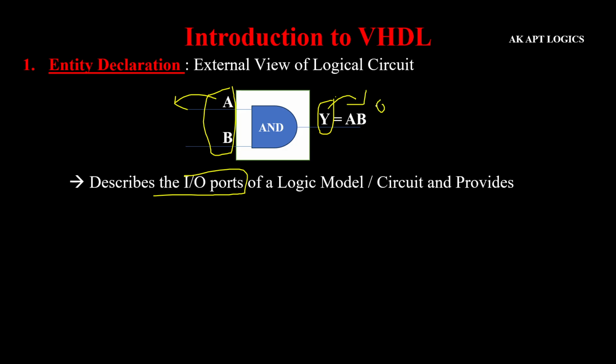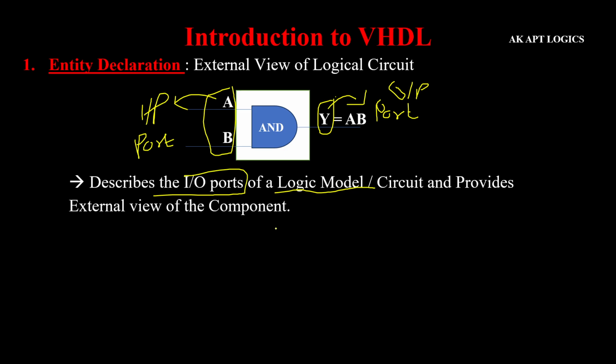For example, port. This is the output port. Sorry, my handwriting is a little bit clumsy. This is the input port. So we have two inputs and one output port. It describes the input ports of the logical module or circuit, and provides the external view of the component.